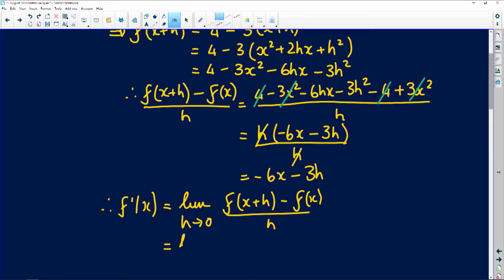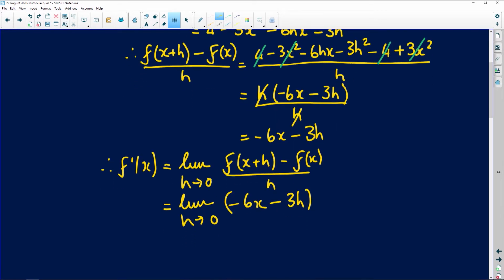Okay, so this becomes the limit when h approaches 0 of minus 6x minus 3h. Don't forget to put that in a bracket. Okay, you're going to lose a mark if you don't. Okay, so now the h becomes naught, and our first derivative, by first principles, excuse me, is minus 6x. Okay, so there you've got to work slowly, folks. You've got to earn, I think I said it's 5 marks, yes. You've got to earn those 5 marks.